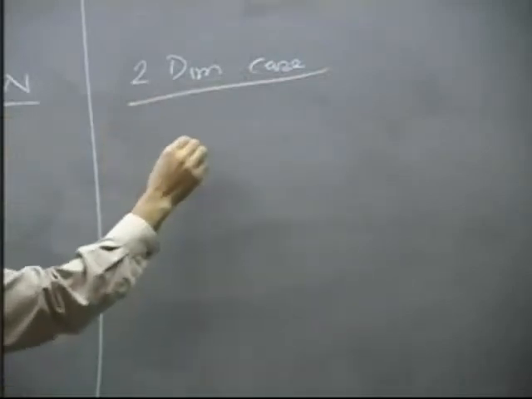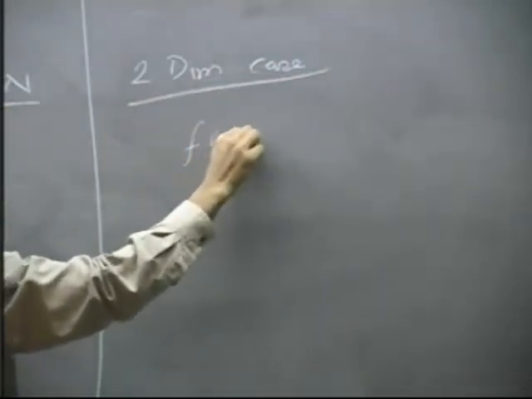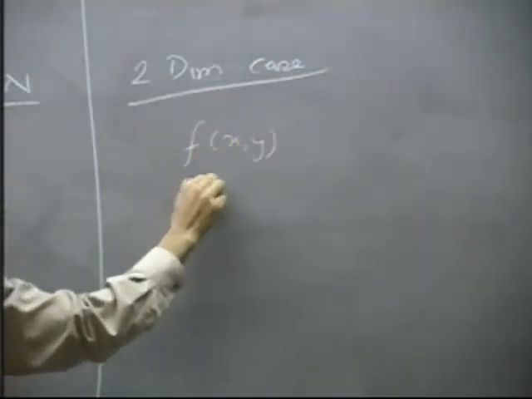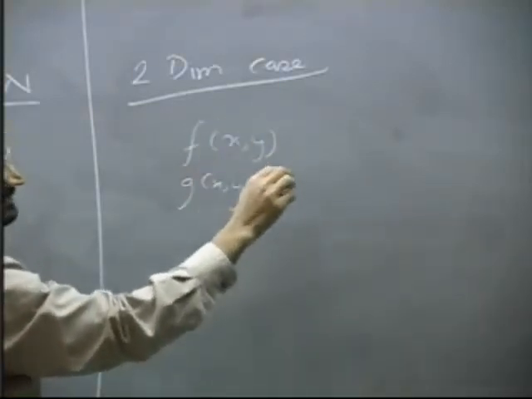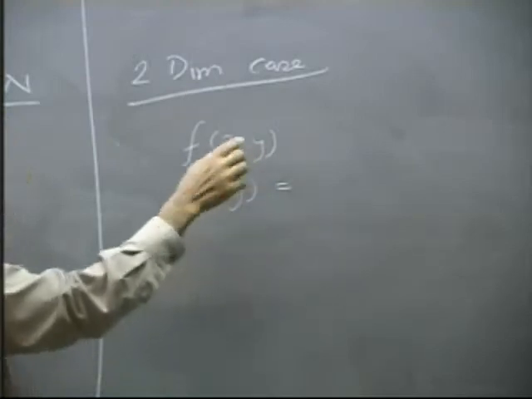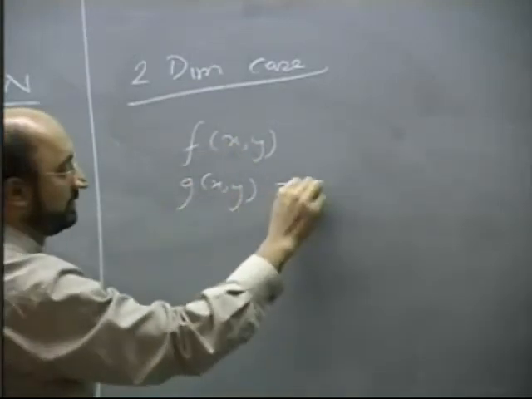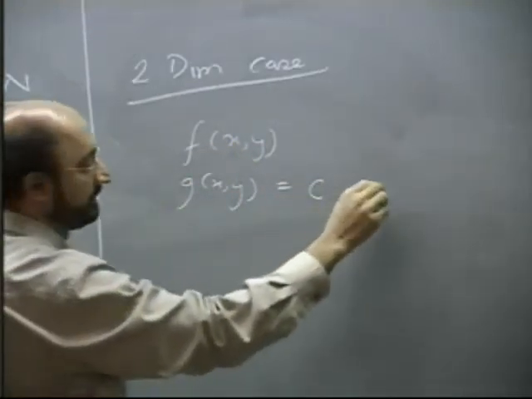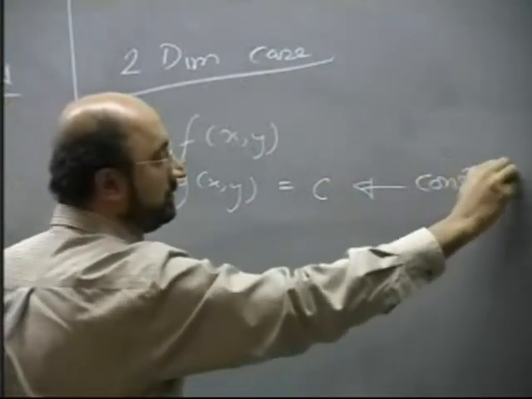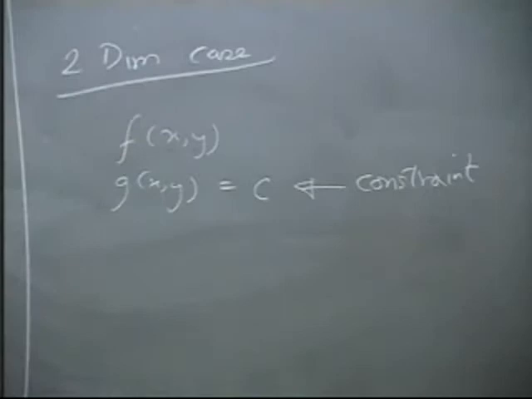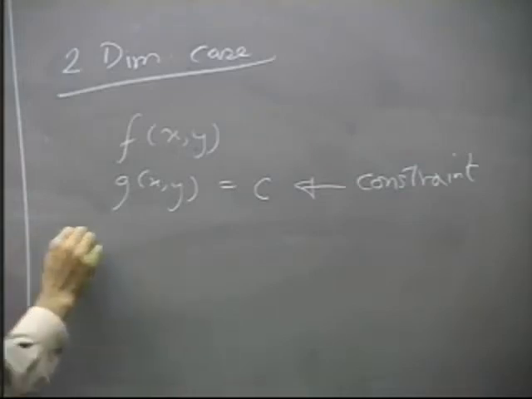And so in this two-dimensional case, we have some function f(x, y) and g(x, y), and we want to find the values of x and y. Again, now x and y become scalars, and g(x, y) equals c is my constraint. Okay, that's my constraint over there. Now, the thing you need to remember is a notion called a contour or a level set.